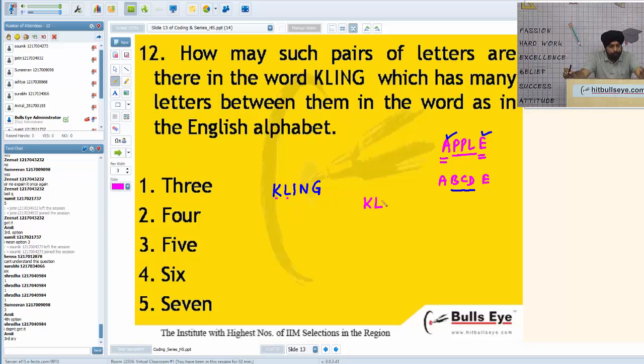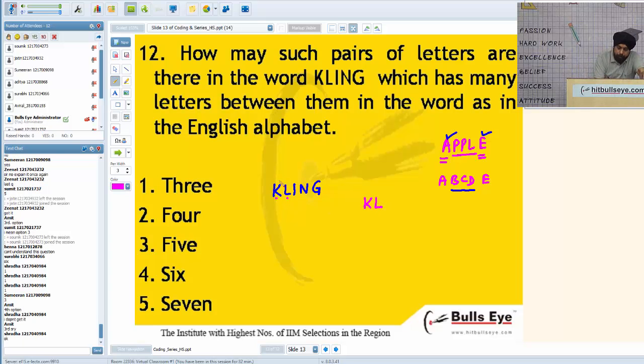Okay. Now we were counting, so K and L, again count from K only, students. K, L, M, N. So it is K and N. Then no, then start from L, L, M, N. You can see L and N. Okay, then I, J, K, N, O, no.